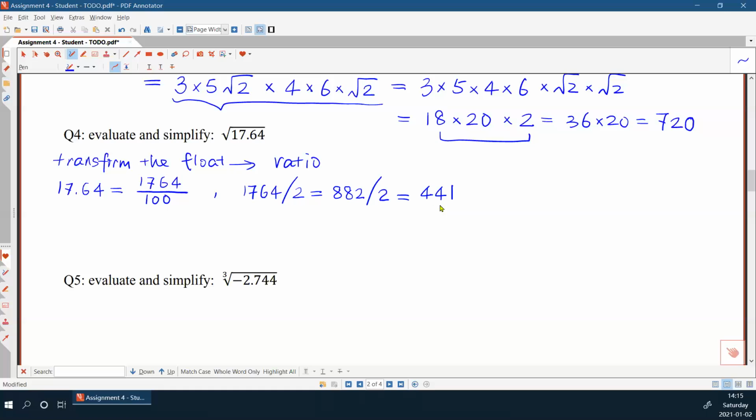So let's try the next prime number, which is 3. This gives us 147, right? 147, again, it can be divided by 3 because 1 plus 4 is 5. 5 plus 7 is 12. 12 can be divided by 3. So this number can be divided by 3, right? Do you know how to check if a number can be divided by 3?